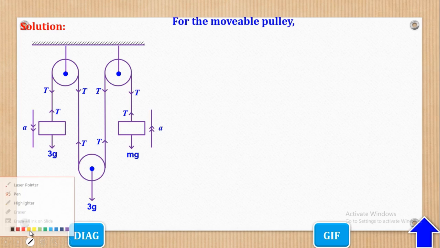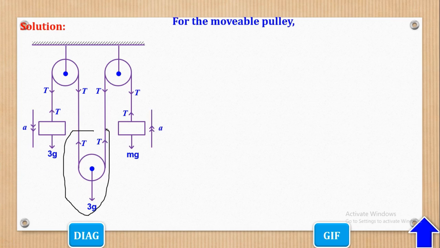Now we shall start using F equals ma. So for the movable pulley, these are the forces acting, but remember it neither moves up nor down, meaning that 2T will be equal to 3g. But g is 9.8, therefore T will be 14.7.